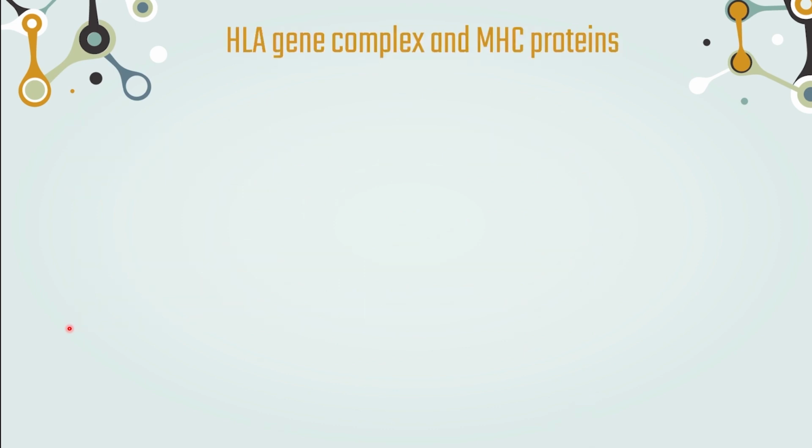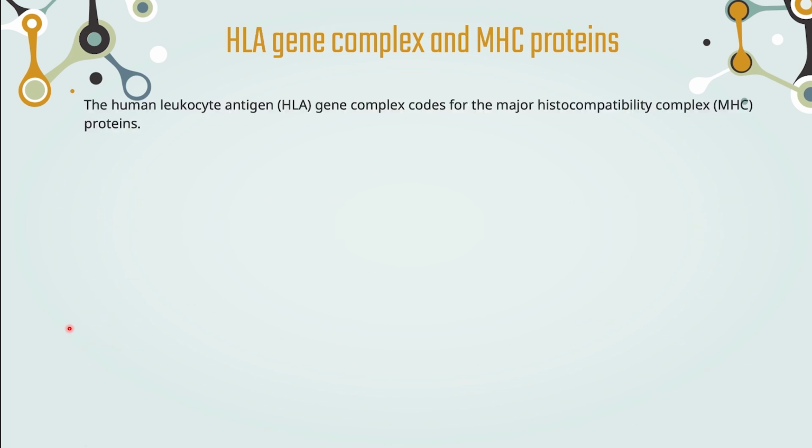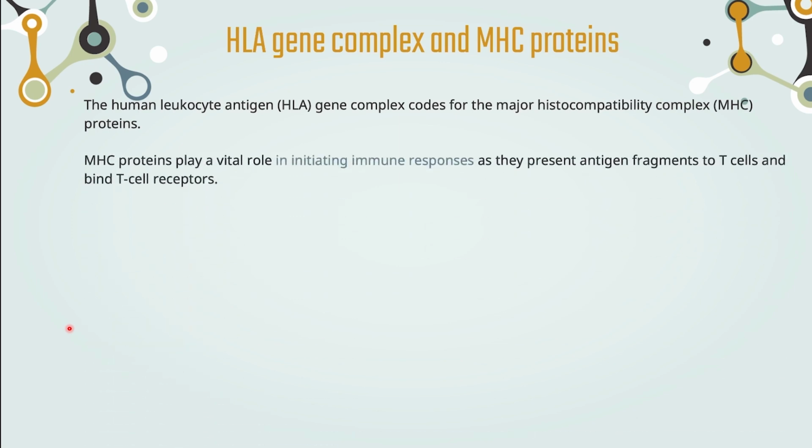Now, before we talk in more detail about the function of B and T cells, we need to understand the HLA gene complex and MHC proteins. Our body has these gene complexes called HLA, human leukocyte antigen. These gene complexes code for MHC proteins, major histocompatibility complex. MHC proteins play a vital role in initiating the immune response as they present antigen fragments to T cells and bind to T cell receptors.